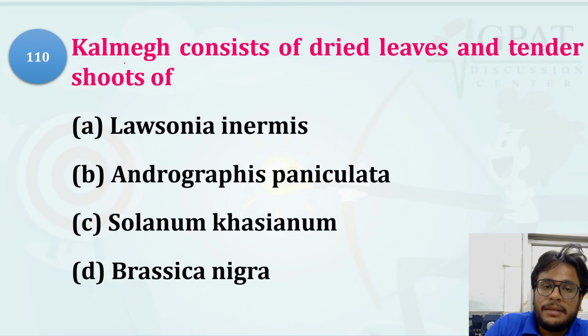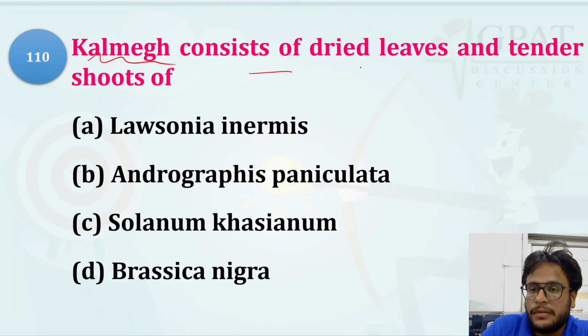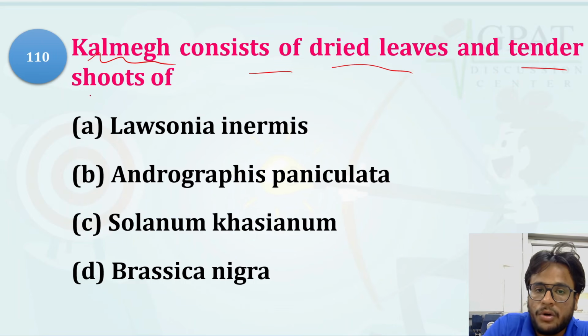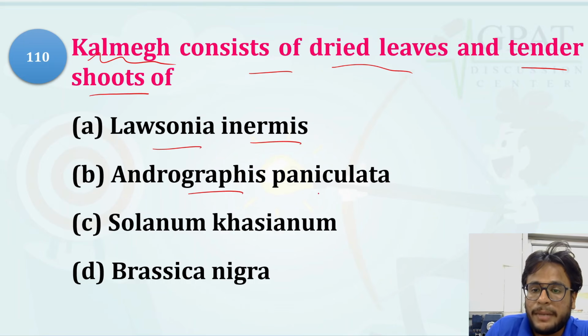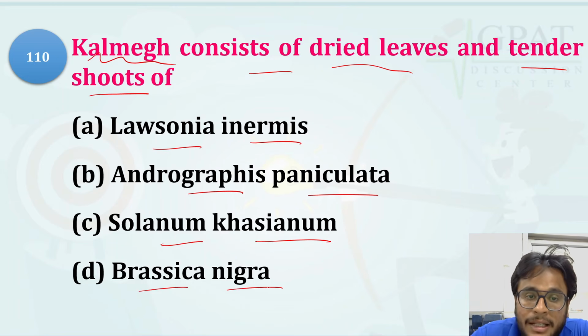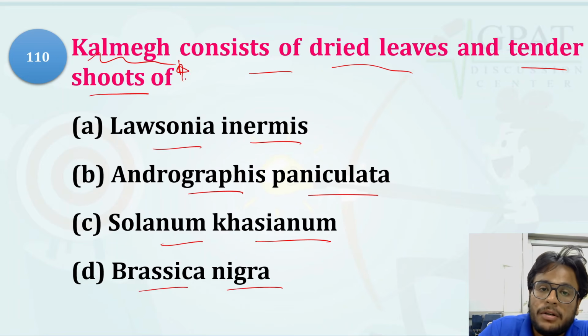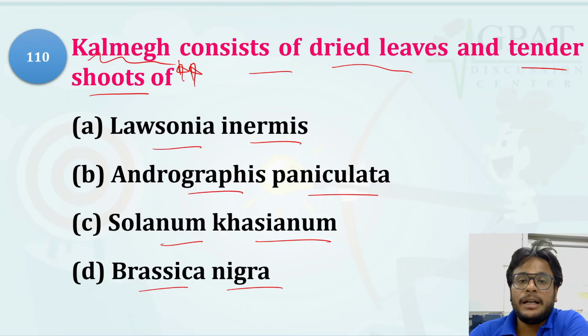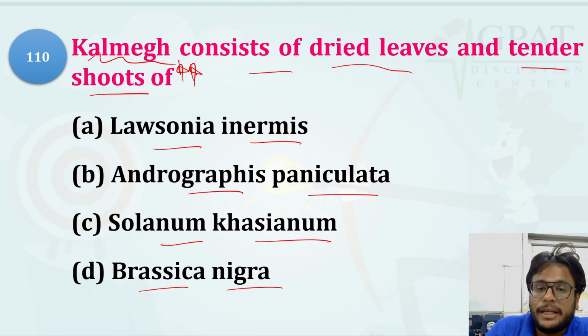Then we come to the Kalmegh. Kalmegh consists of the dry leaves and tender shoots of. Option A is Lawsonia inermis, option B is Andrographis paniculata, option C is Solanum xanthocarpum, and option D is Brassica nigra. So Kalmegh is an important question, asked multiple times in NIPER. The biological source of Kalmegh is Andrographis paniculata.